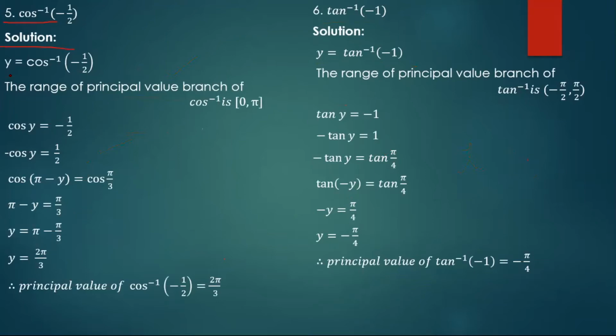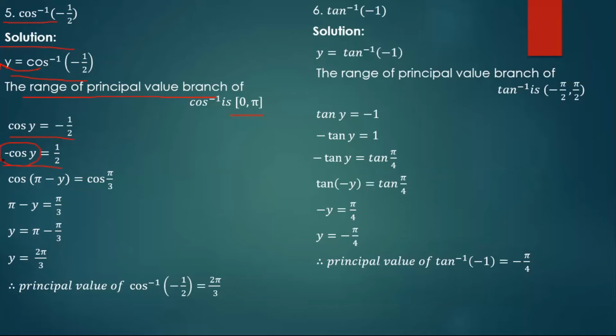Solution. Let y equal to cos inverse negative 1 by 2. The range of the principal value branch of cos inverse is 0 to pi. We know that when cos inverse goes to the other side, it becomes cos y. So cos y equals negative half. Negative goes to the other side, so we have negative cos y equal to half, that is 1 by 2. Now here we have minus cos y equal to half.